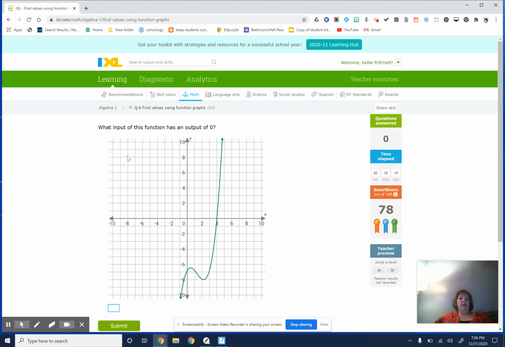All right. What input of this function has an output of 0? So output means y. So when y is 0, find out what x is. So here's where y is 0, right here. So let's see if I go left or right, because I have to say at that 0 mark, I come over here and I get my x would be 4. And I just have one answer, 4.